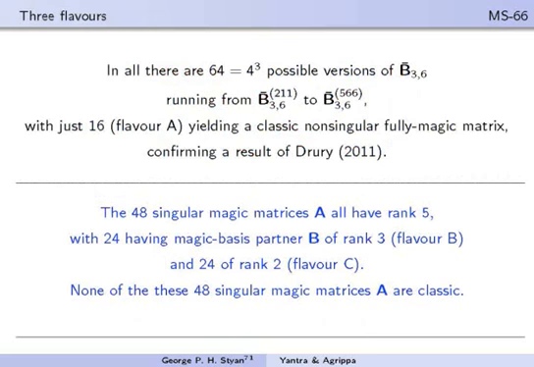In all, there are 64 equal to 4 cubed possible versions of B-bar 3,6, running from B-bar 3,6 super 2-1-1 to B-bar 3,6 super 5-6-6, with just 16 flavor A yielding a classic non-singular fully magic matrix, confirming a result of Drury. The 48 singular magic matrices all have rank 5, with 24 having magic basis partner B of rank 3, we call that flavor B, and 24 of rank 2, we call that flavor C. None of these 48 singular magic matrices are classic.